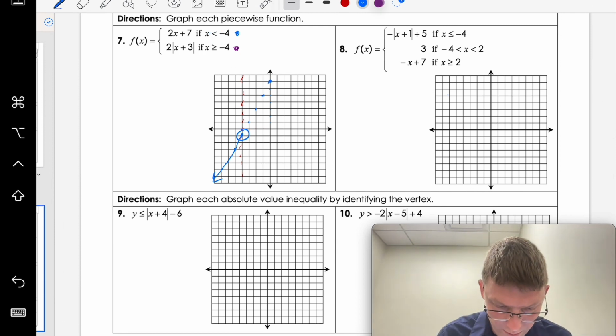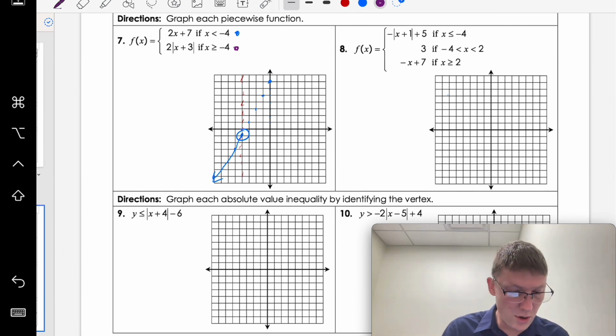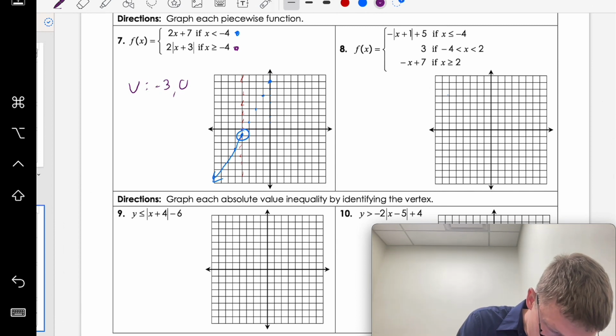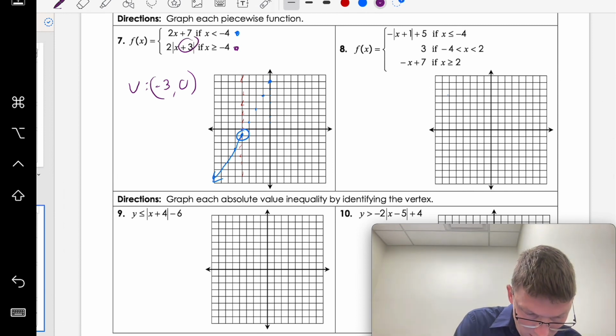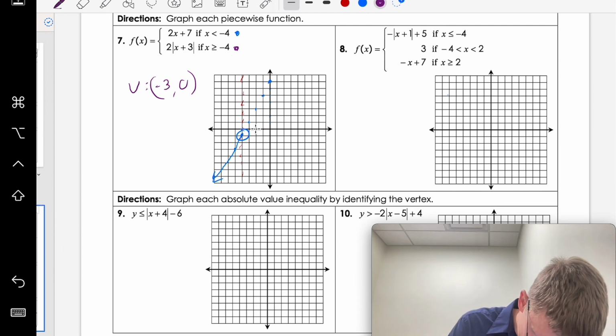So, okay, we'll do our absolute value on the right. We don't need to throw any extra points at it, so we already know the vertex of it. Our vertex is going to be negative 3, 0. So this number changed signs. There is no number outside of it, so it's an implied 0. So we've got our vertex at 1, 2, 3.